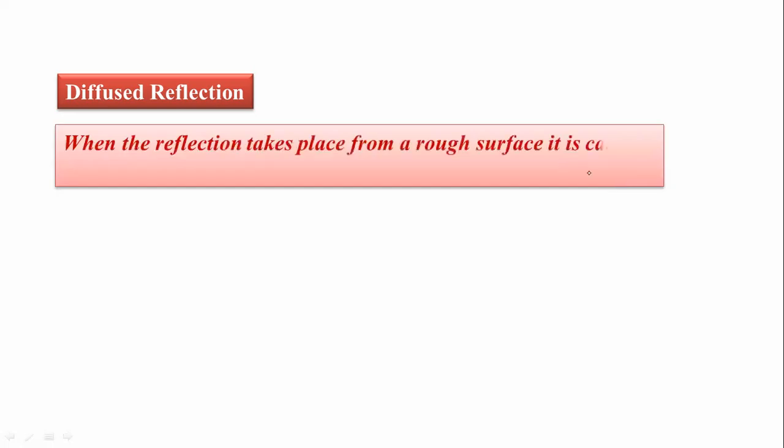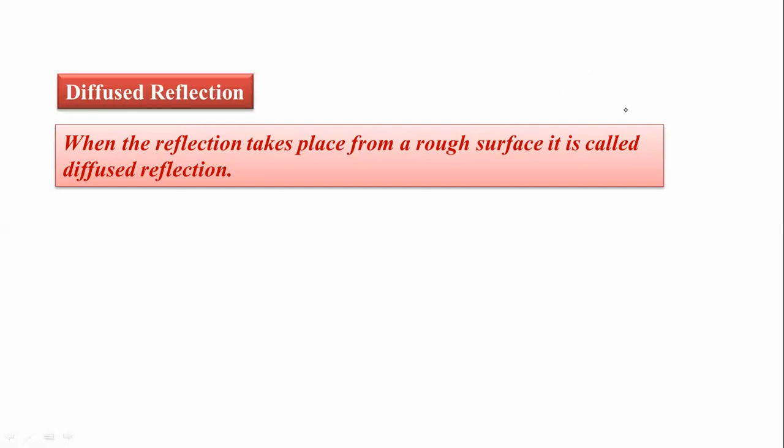So now, diffusing means what it is. When the reflection takes place on rough surfaces, it is called diffused reflection. When light hits the surface, it reflects back to the same medium, the bouncing back of light. So this is the meaning of diffusion, and there is a meaning of reflection.